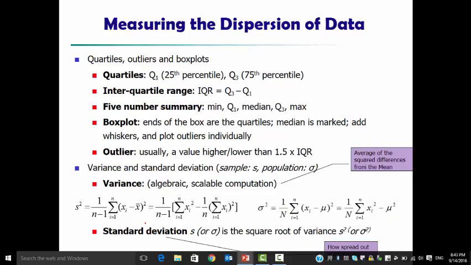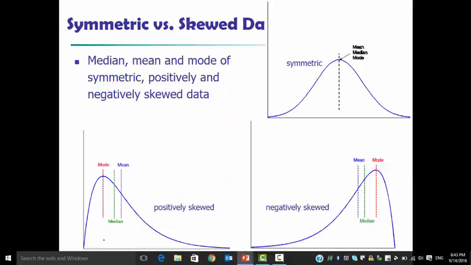Measuring the dispersion of data. Data is dispersed, so how can you measure that? It can be dispersed in this way, or that way, or this normal distribution way, and you want to characterize such data sets. In that case, providing the median, mode, and mean values is not sufficient.